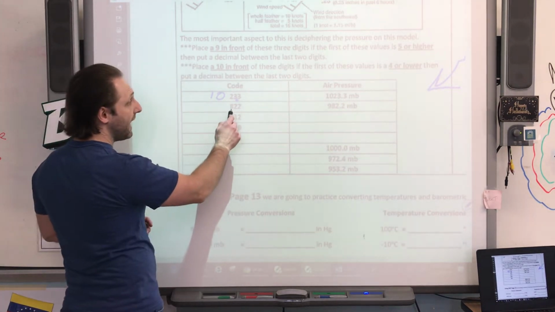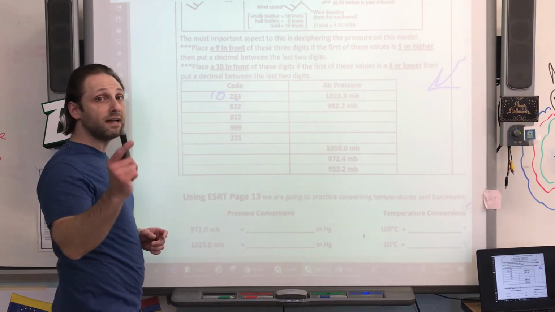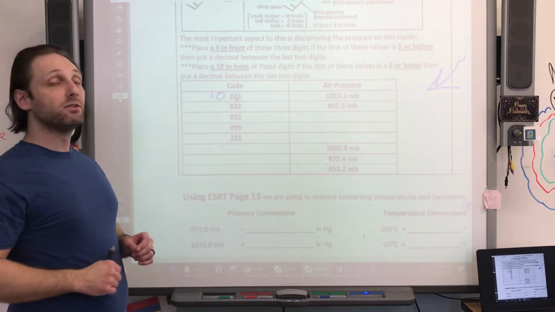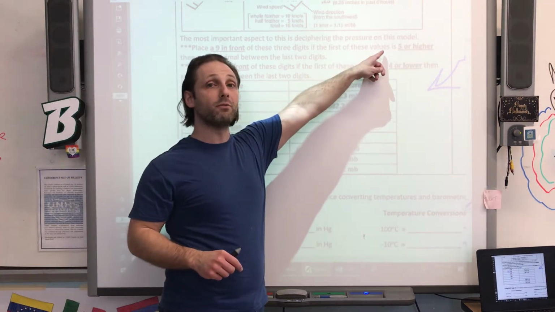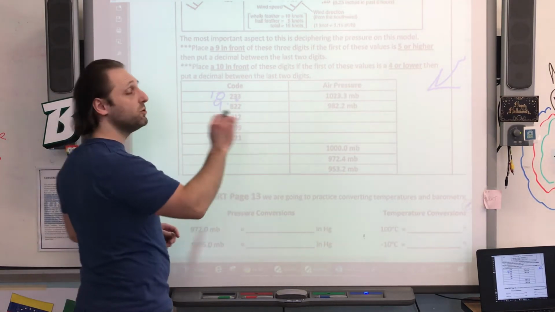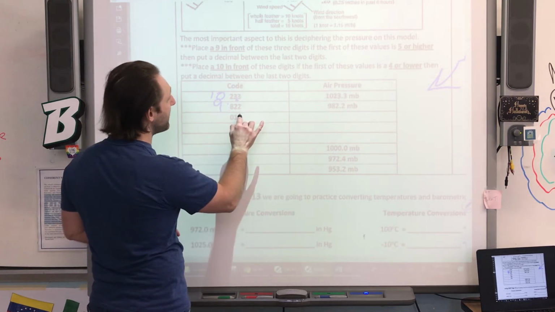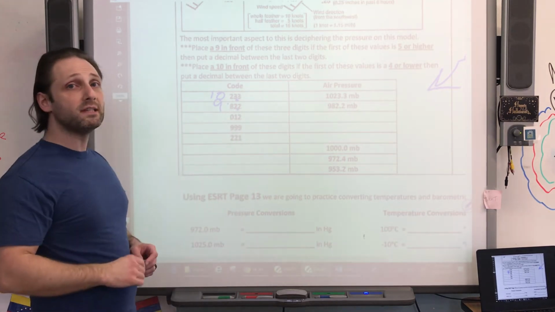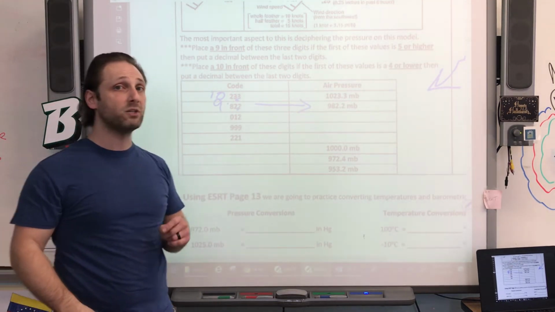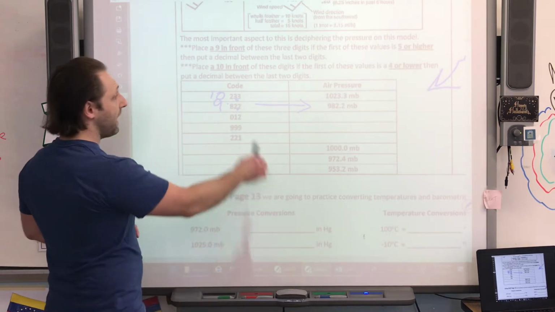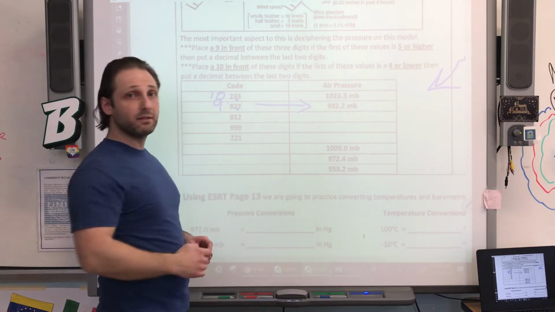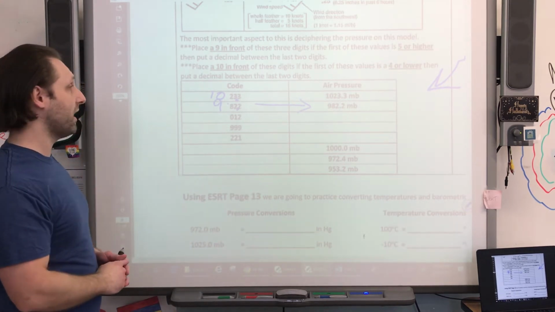For our second example, we have 822. That is the code, not the pressure yet. Our first number is an 8, so it abides by the rule where we're 5 or higher. So we're going to place a 9 in front. Then we do the same process of placing a decimal between both of the 2's at the end. Now we have a complete pressure of 982.2 millibars. I'd like you to pause for a moment and try out these 3 on your own. Go ahead, pause, give it a shot.